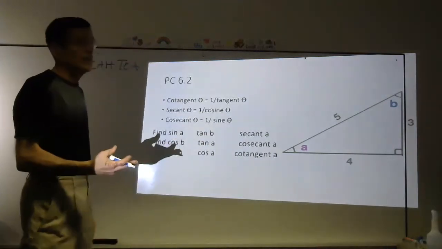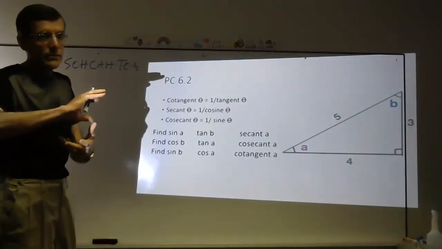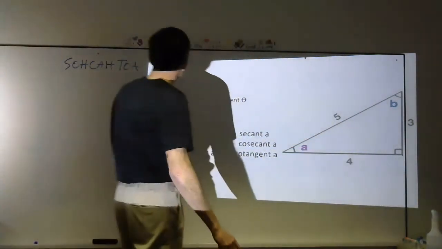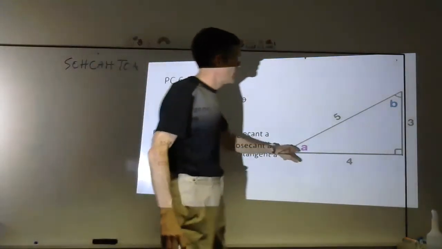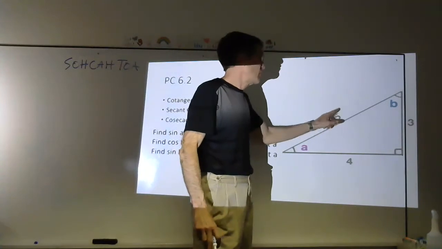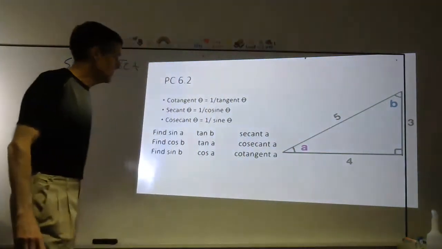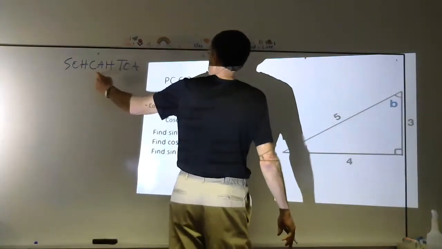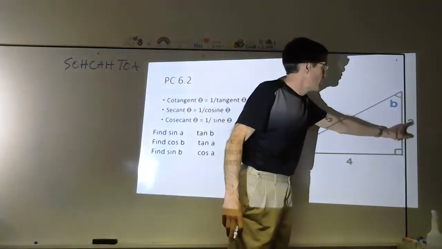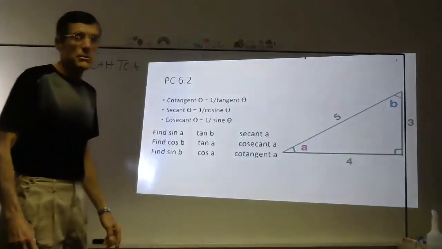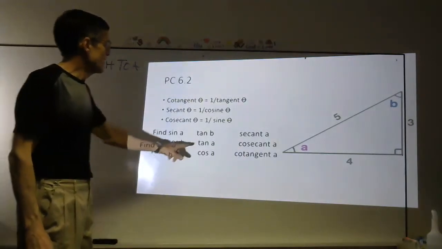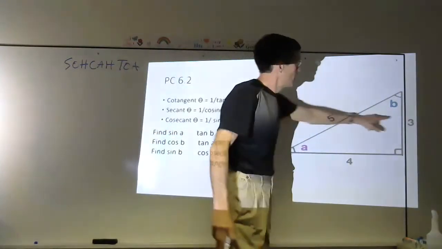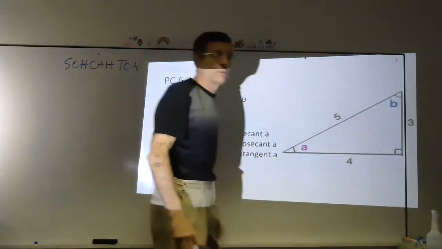Secant. We know secant is the reciprocal of cosine. We just talked about that. So cosine of A is adjacent over hypotenuse. So the cosine of A is 4 over 5. So the secant is 5 over 4. Okay? The cosine of angle B. Cosine, adjacent over hypotenuse. So angle B is adjacent, 3 over 5. Everybody with me so far? Tangent of angle A. Tangent of angle A is opposite over adjacent. Opposite of A is 3 over 4.